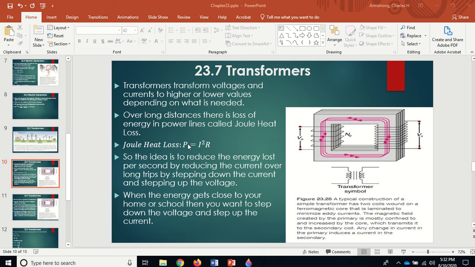And obviously you want that to be low. You don't want to lose a lot of energy in those transmission lines. So you reduce the current for the long distance. The idea is to reduce the energy loss per second by reducing the current over long trips, by stepping down the current and stepping up the voltage. The power stays the same, P equals I times V. When the energy gets close to your home or school, then you want to step down the voltage and step up the current.